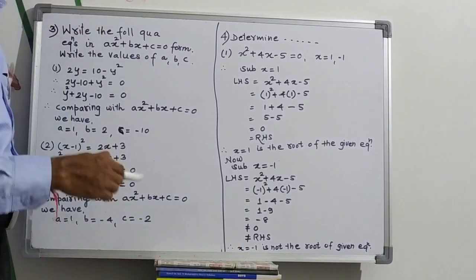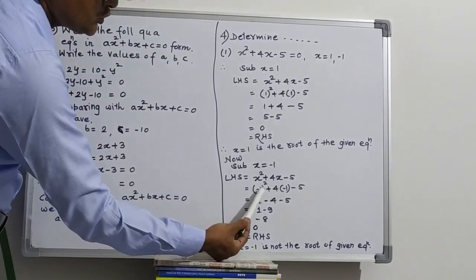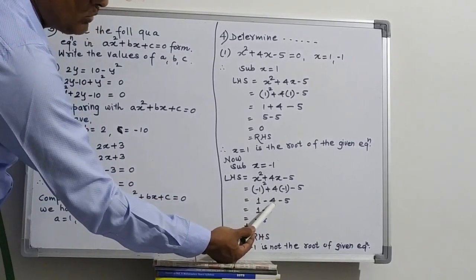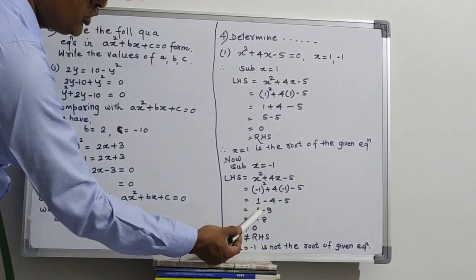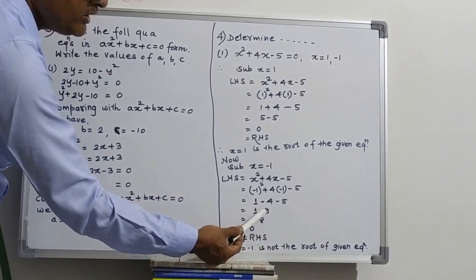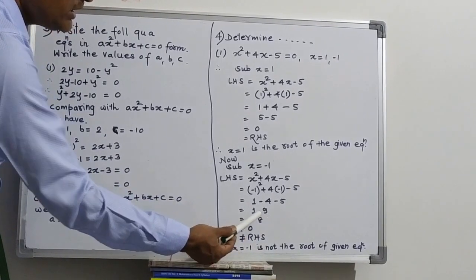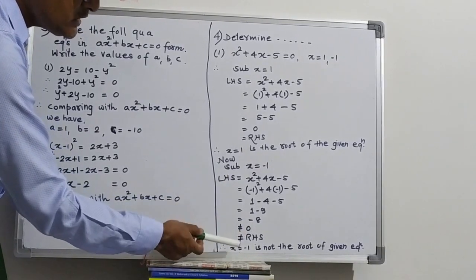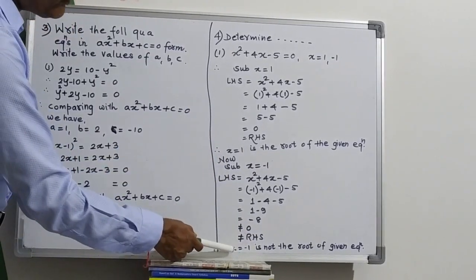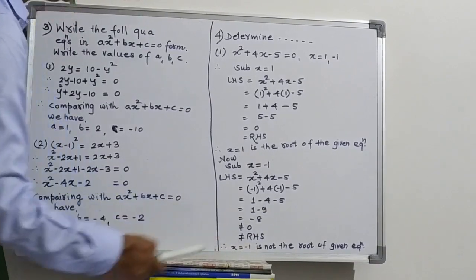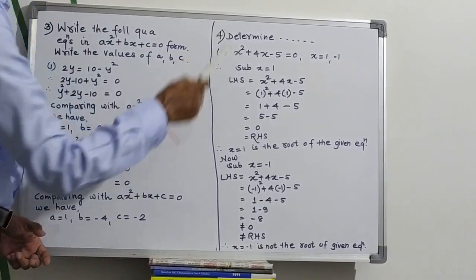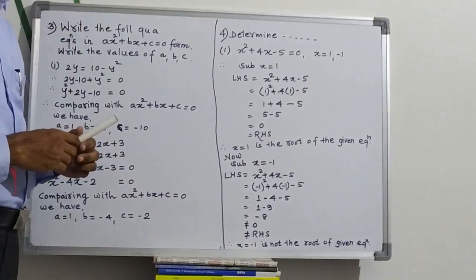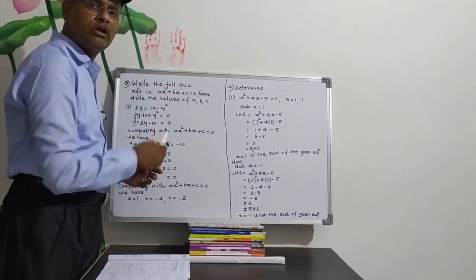Minus 1 square. Square of any number is plus. So minus 1 square will give us 1 plus 4 into minus 1 is equal to minus 4 minus 5. 1 minus 4 minus 5 will give us minus 9. 1 minus 9 is equal to minus 8. But minus 8 is not equal to 0. That means LHS is not equal to RHS. Therefore, x is equal to minus 1 is not the root of given quadratic equation that we have determined. There are some more examples you can try by using similar method.